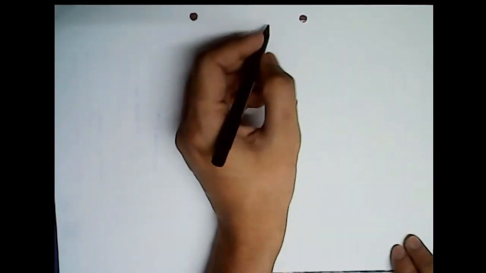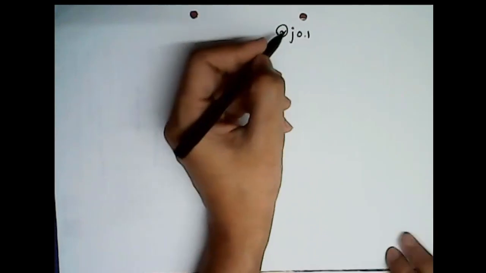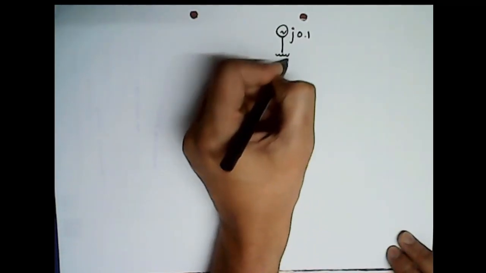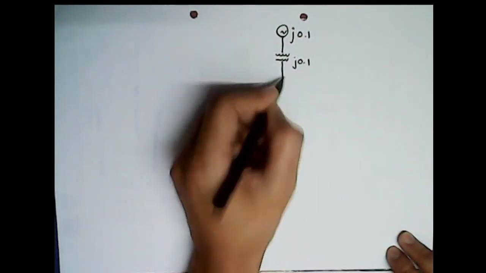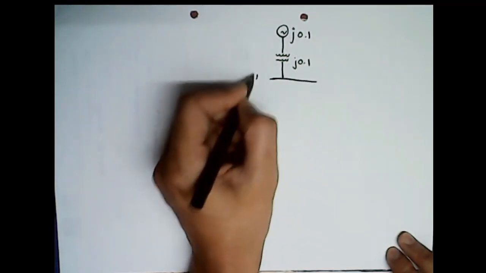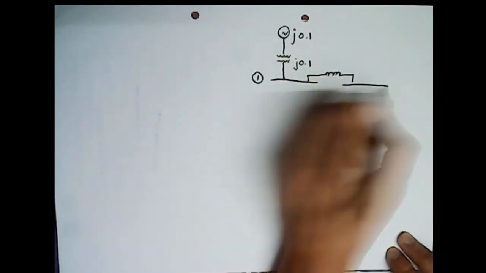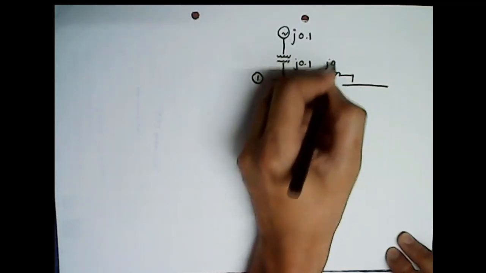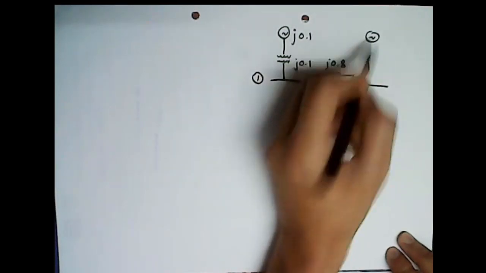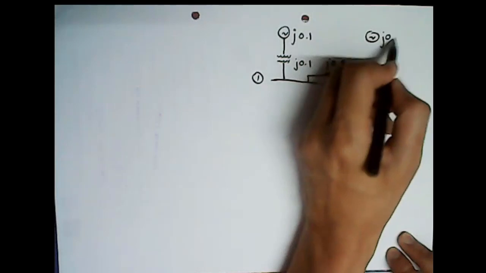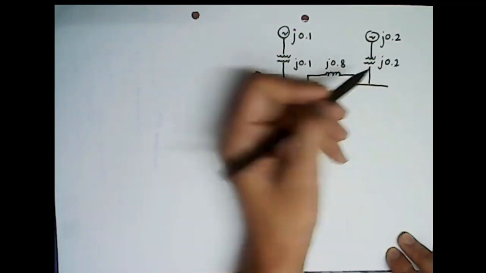Right? So this is that we have a generator with a reactance of j0.1. After that we have a transformer with a reactance of j0.1 again. This is coming to bus number 1. Bus 1 and bus 2 are linked with the reactance of j0.8. Right? Then we have another generator with the reactance of j0.2 and then another transformer with the reactance of j0.2.